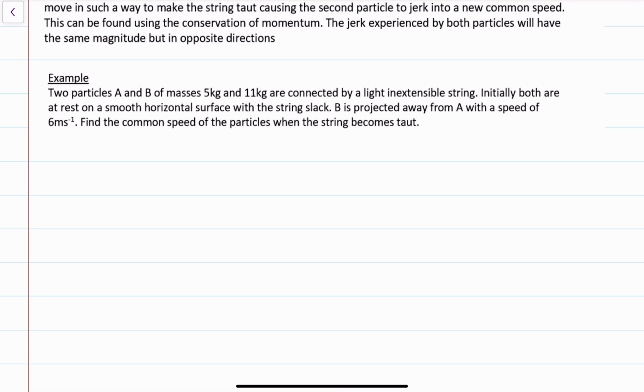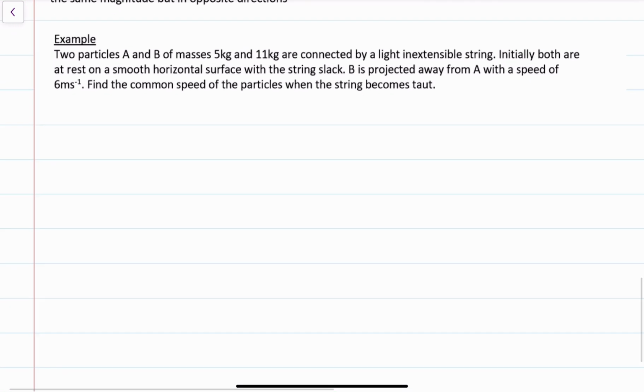Okay, two particles A and B of mass 5 kilograms and 11 kilograms are connected by a light inextensible string. Initially both are at rest on a smooth horizontal surface with the string slack. B is projected away from A with a speed of 6 meters per second. Find the common speed of the particles when the string becomes taut.